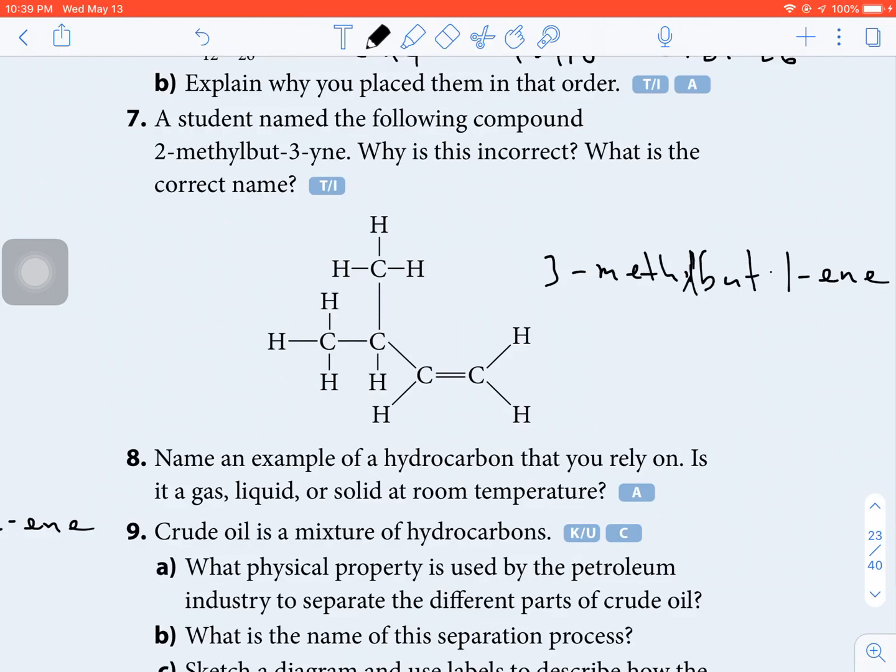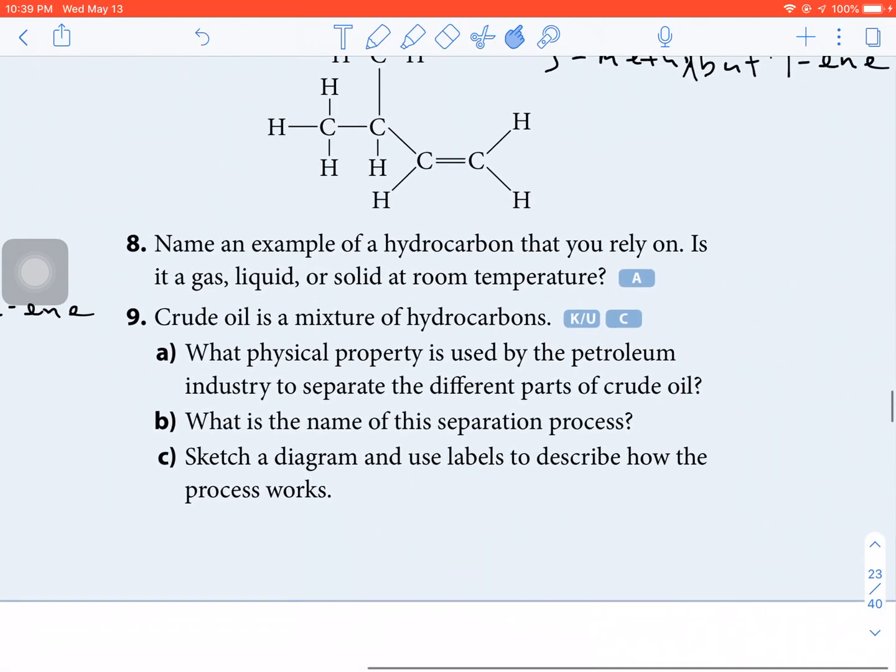You might have driven on a road which is made of asphalt or tar. That would be a solid at room temperature. Those are very large hydrocarbon molecules. So again, we use hydrocarbons all the time. Most of your clothes are organic compounds, but they contain a lot of hydrocarbon bits. Right? So you're going to see as we move through this, organic is just everywhere.